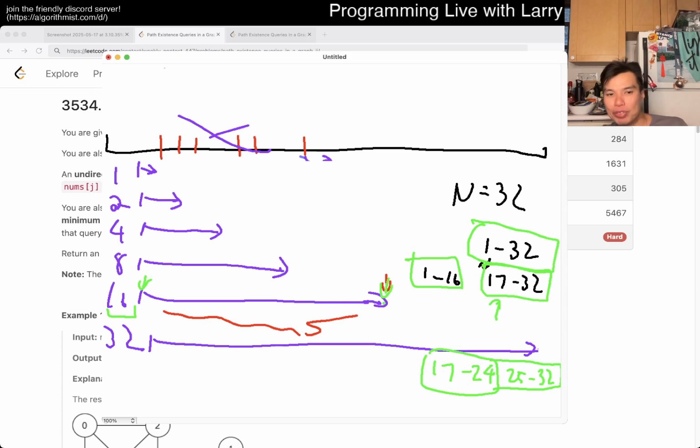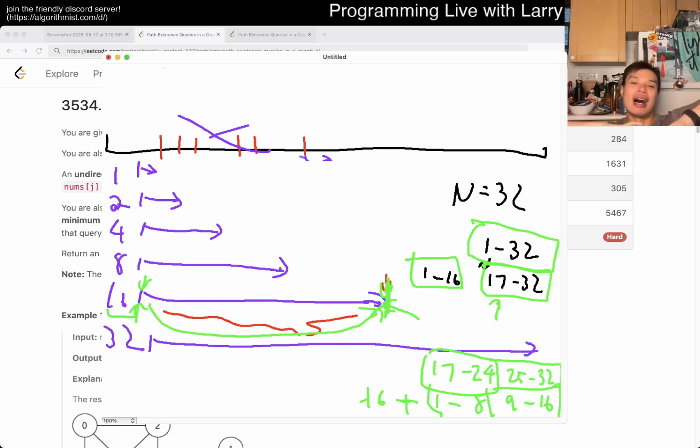That means that you want to move the beginning all the way to this bit. And then from this bit, from the perspective of this jump point, now this is going to be 1 to 16. 1 to 8. Sorry, math sucks. 9 to 16, right? So it's 16 plus this, if you will, right? Either one of this. And then it just becomes binary search in that way.